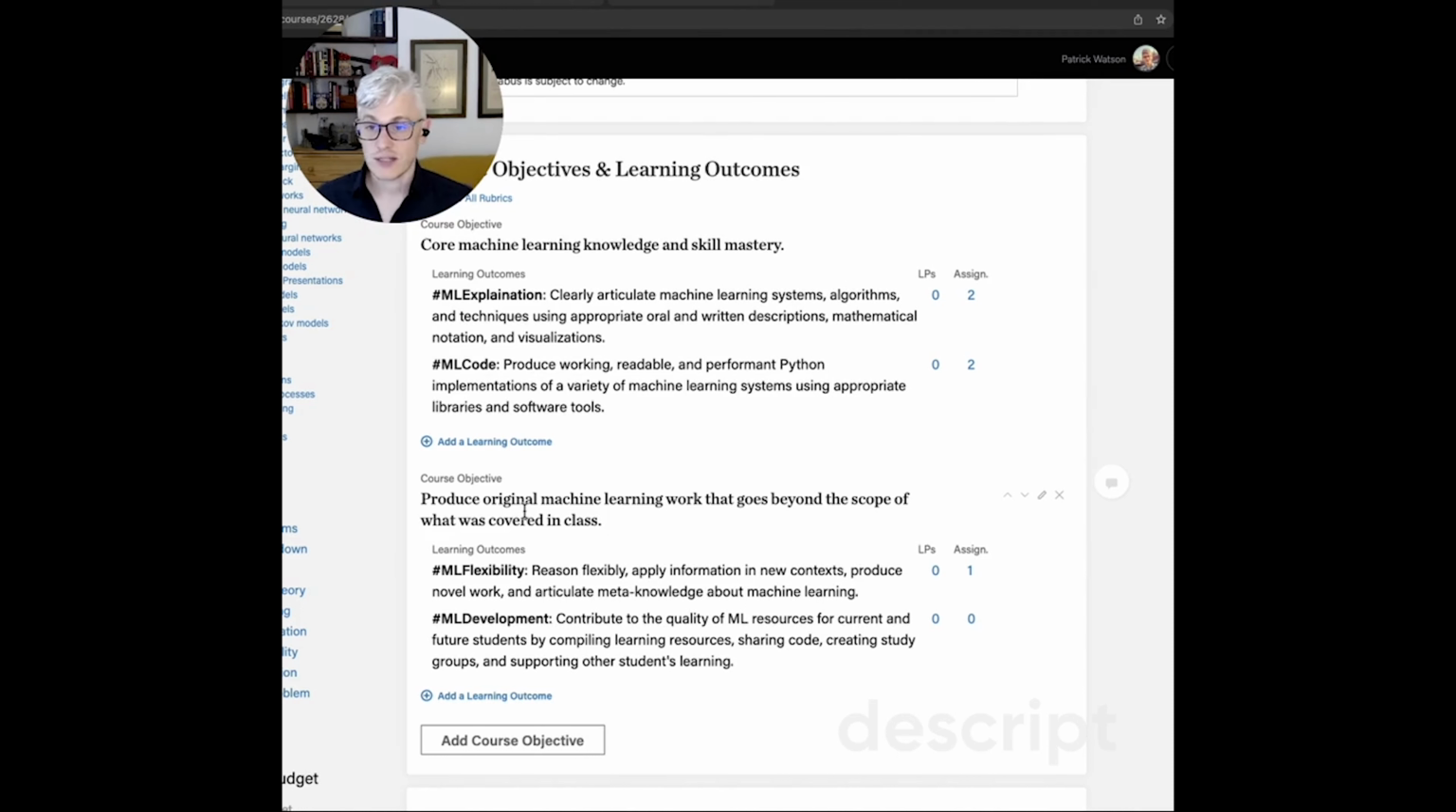And so I wanted to give half the course to kind of weight toward these, going beyond the scope of what we covered in class. There are two learning objectives here. The first is ML flexibility.